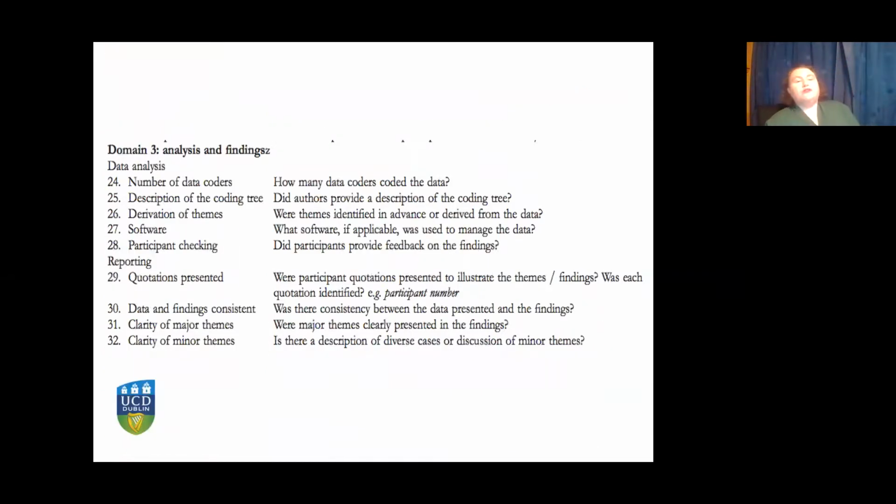And then finally, domain 3 for COREQ is analysis and findings. And as you can see, looking for very specific information about how many people coded the data, were themes inductive or deductive, what software was used, was there any participant checking, and then obviously in terms of reporting, clarity of themes, particularly structures of major and minor themes. So that's COREQ, one of the sets of criteria that Palliative Medicine name as their expectation. And again, if this isn't something that you're familiar with, it can be very, very helpful.